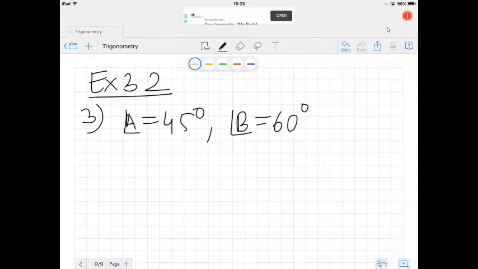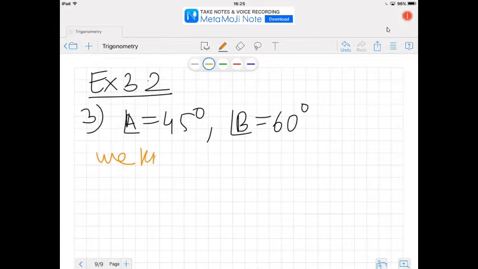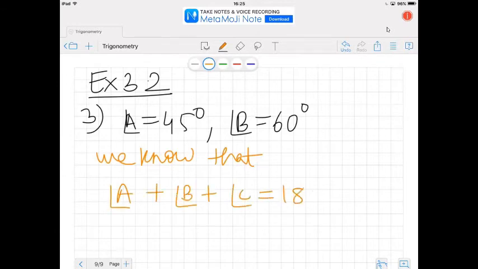ठीक है, ये निकालना है. Fine. So दो एंगल दिए हुए, ठीक है. अच्छा. So if two angles are given to you in a triangle, we know that the sum of all angles is 180 degrees. So I can say angle A plus angle B plus angle C is 180 degrees for any triangle. Okay. Now angle A and B are given to you as 45 and 60. So I can find the value of angle C.